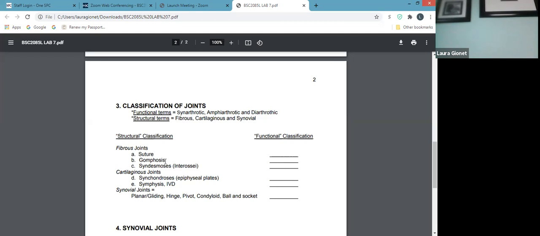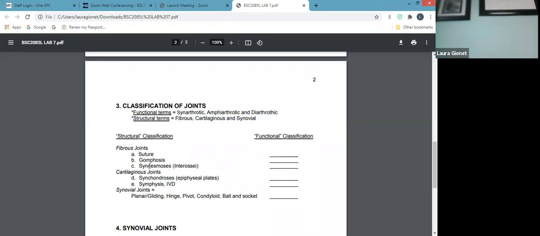Then we go to gomphosis. Gomphosis are your teeth sockets. Right? There's ligaments there, so it's a fibrous joint structurally. But what kind of motion would I expect to occur there? Well, none. Right? Your teeth shouldn't be moving in their sockets. So again, synarthrotic.